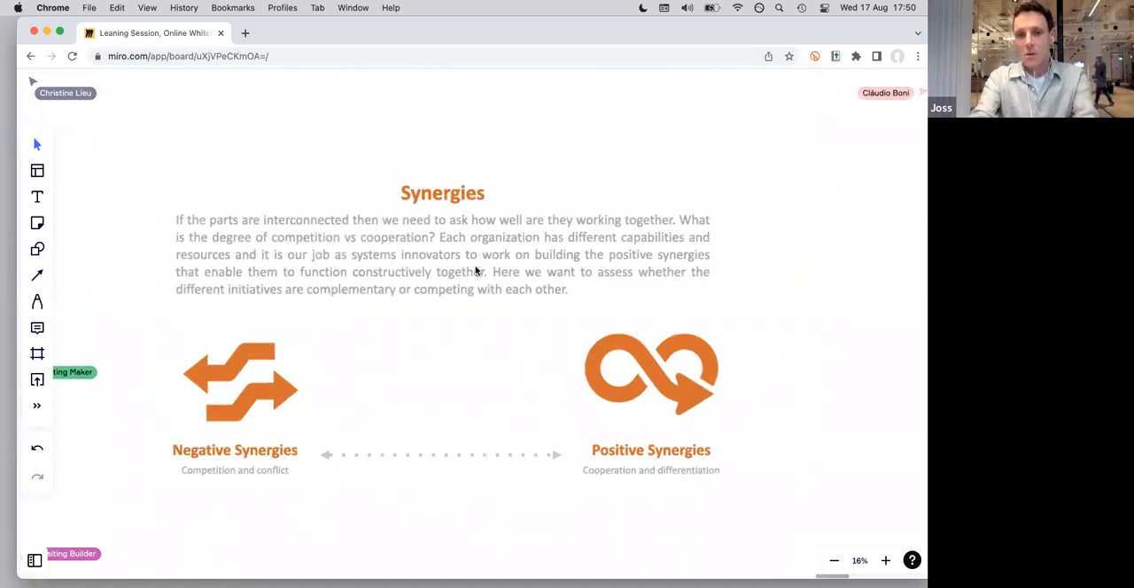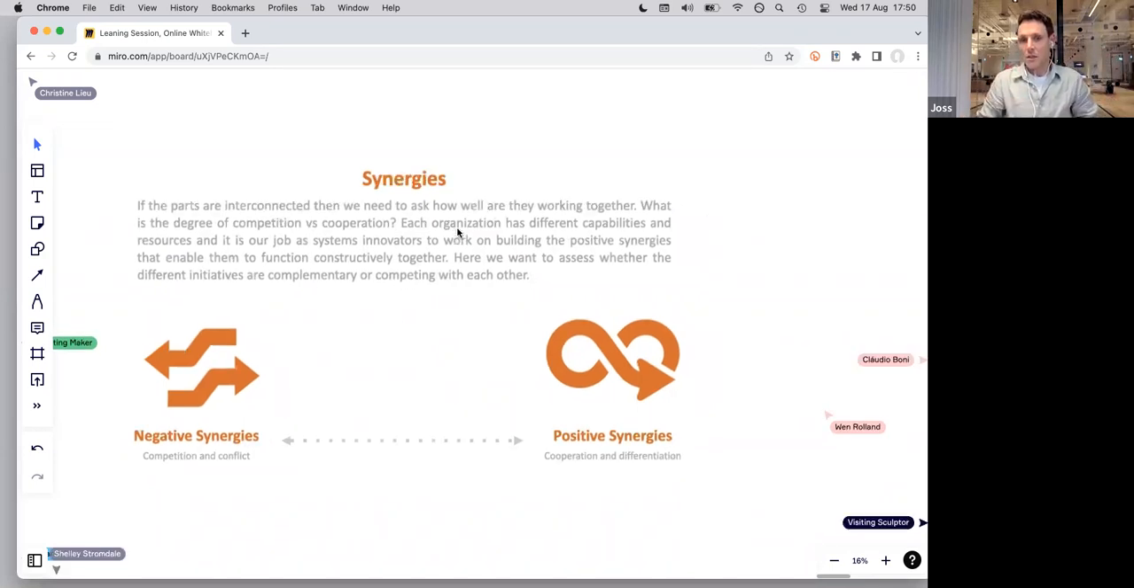The second one might be around synergies. These parts are now interconnected. How are they actually working together? Are they involved in a lot of competition that is pointless? It's just recreating the wheel. Or are they actually working together synergistically? If we want a functioning, healthy system, then we will need these actors working together synergistically. So that's a key consideration when we go into almost any system.